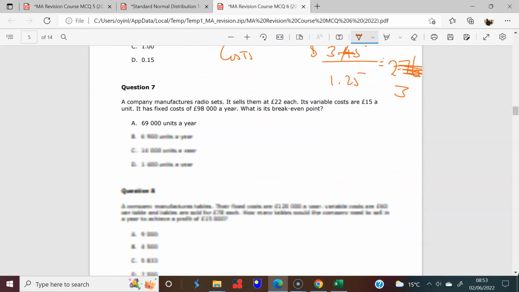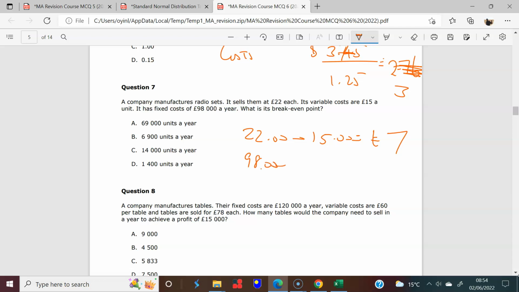Right, let's move on to question 7. With question 7, it says they make radio sets, and each sells at £22, with a variable cost of 15, which means we have a contribution of £7 on each radio set. If we have fixed costs of 98,000, we need to sell 98,000 divided by 7, which is 14,000 units in order to break even. That's the point there, isn't it?